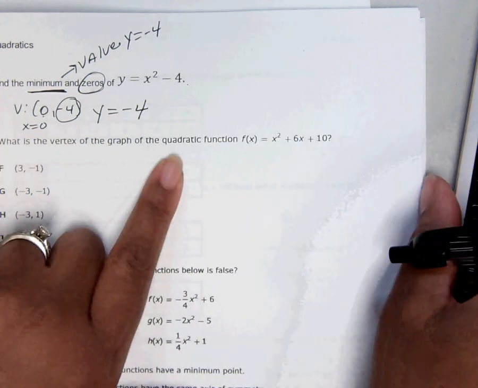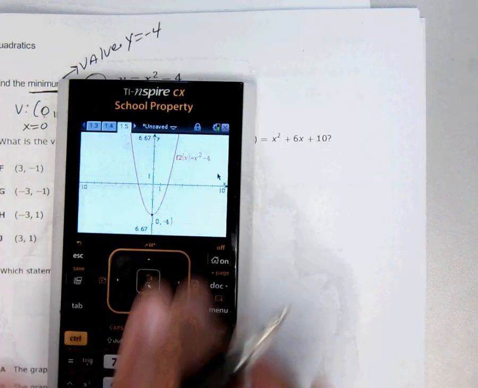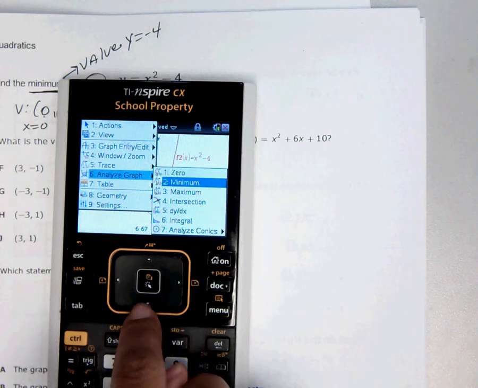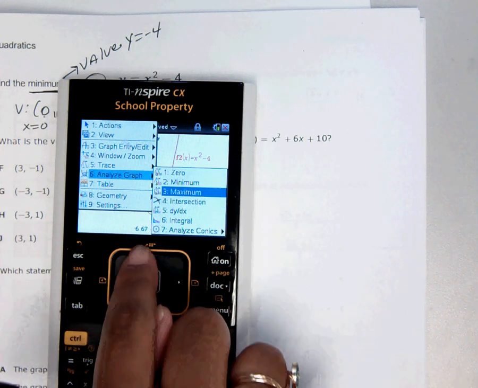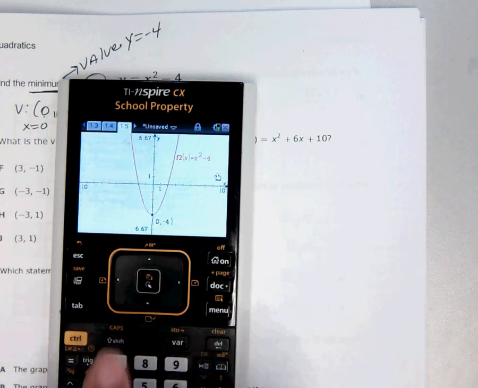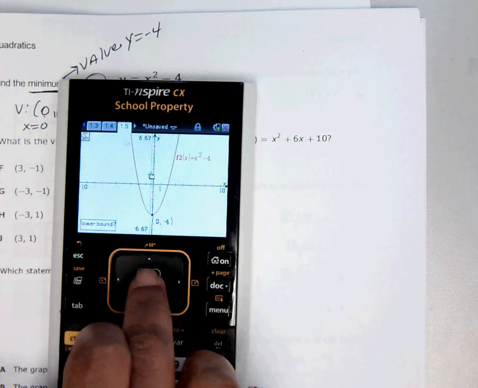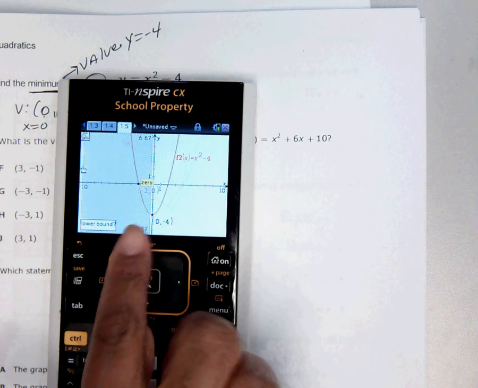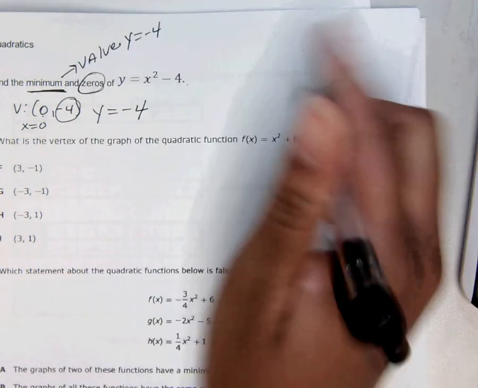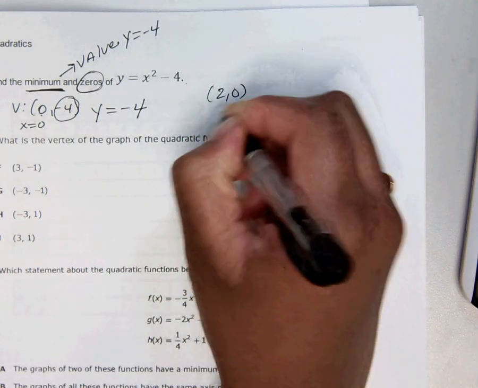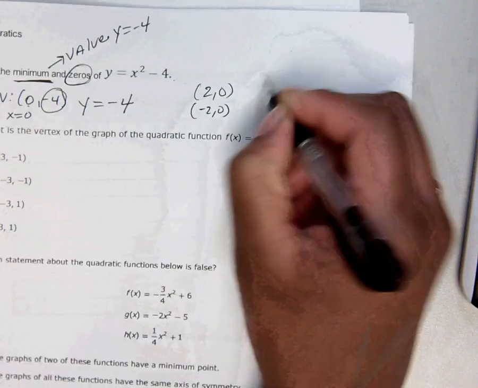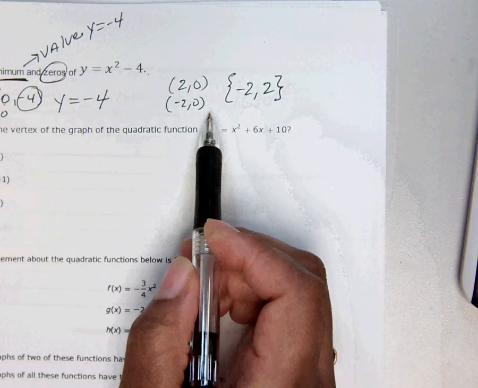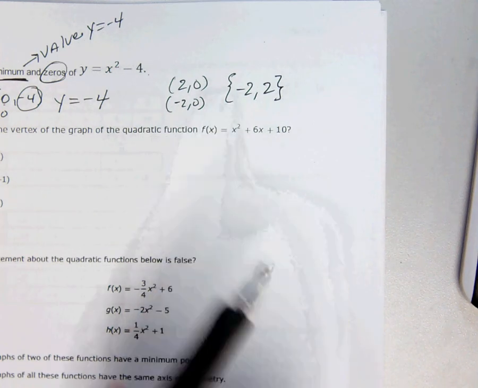Now we have to find the zeros. That's where it crosses the x-axis. You can do it here. Still go to 6 and go down to 0, number 1. And if I click in the middle, it's a little trick. You can drag to the right and get 2, drag to the left and get -2. So the zeros would be 2 and -2. You can also write that as a solution set with the squiggly brackets.